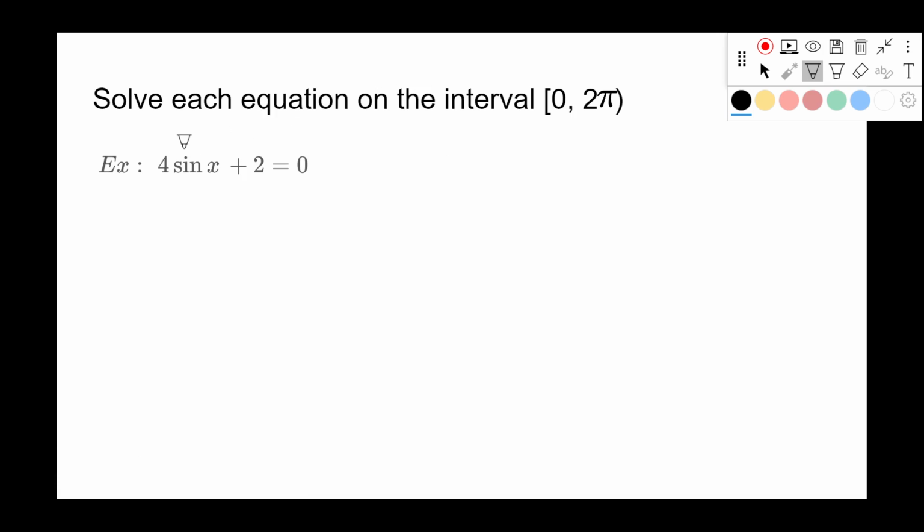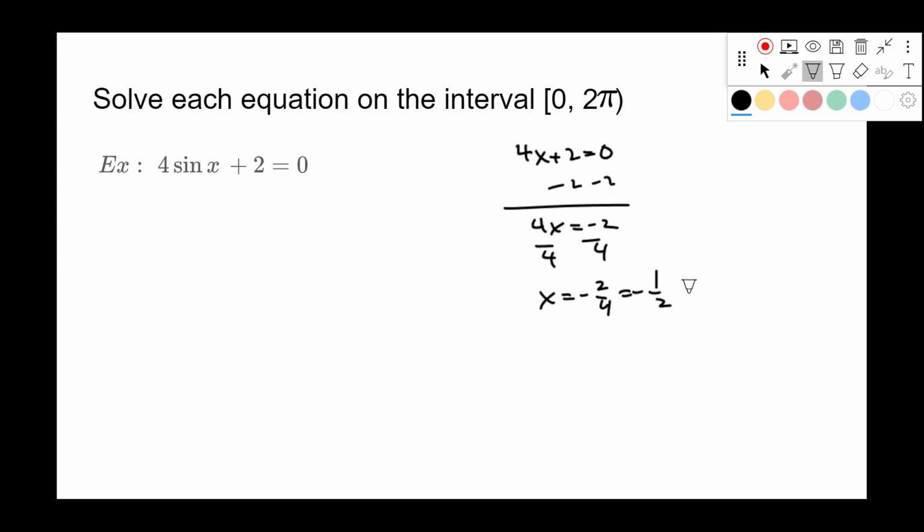Now make it a little more complicated. 4 sine x plus 2 equals 0. Beside each problem, I'm going to solve the equivalent to the problem I'm asking you to solve without the trig function. So if I ask you to solve 4 sine x plus 2 equals 0, I'm basically asking you to solve 4x plus 2 equals 0. Well, you could certainly do that. Subtract 2 on both sides and divide by 4. You get x equals negative 2 over 4, which is negative 1/2.